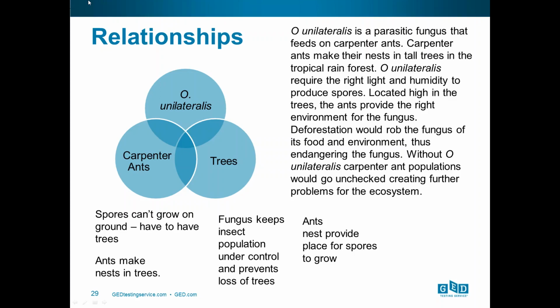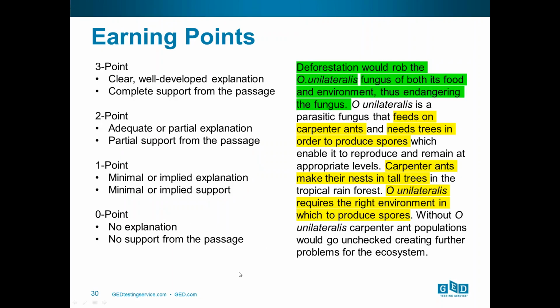So I've explained because it wanted to see those relationships in there. Now as I take a look at it, I go, okay, how could I earn points? Well, in this particular one, as Bonnie said earlier, you can earn up to 3 points. So take a look at this example that we have provided, from the GED Resource Guide for Science. If I want to get the maximum number of points, it has to be a clear, well-developed explanation with complete support from the passage.